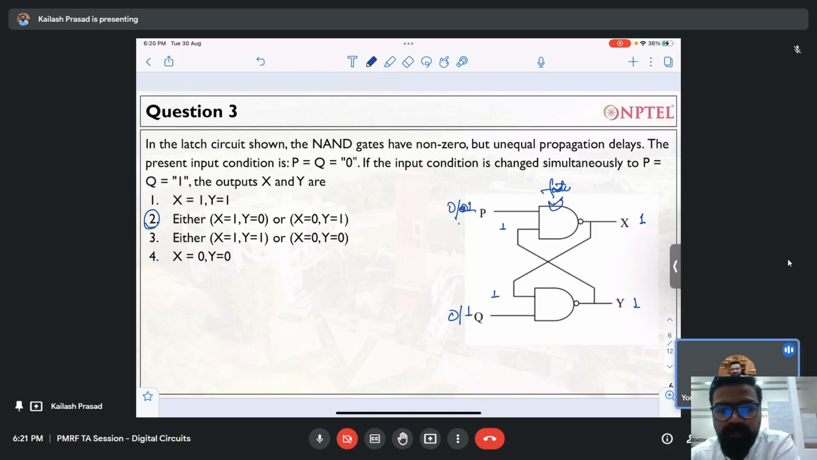So it will be 1 and 1, right? So this node will be 1, and this node will also be 1, because it is connected like that. And what you have done, you have made this node go from 0 to 1, and this also from 0 to 1, right? So what will happen if both the inputs of the NAND gate are 1 and 1? The output goes to 0.